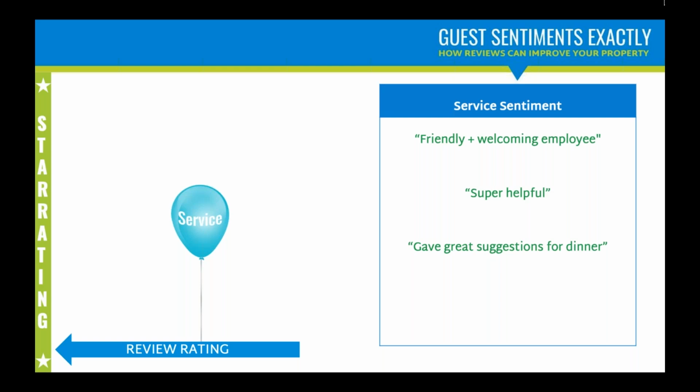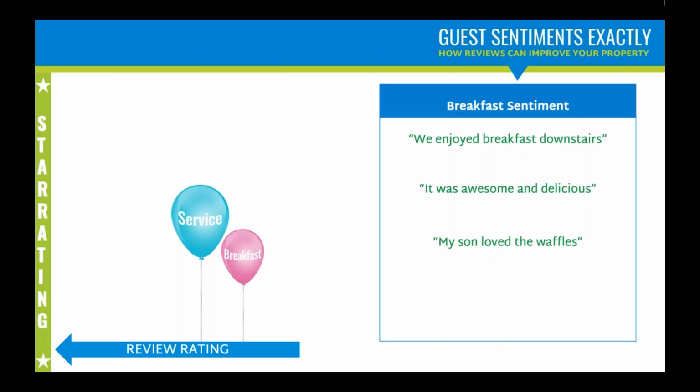But that was not the only positive sentiment found in this review. The guests also really loved breakfast, which, as we all know, is a key component in the hotel industry, commenting on how their son really enjoyed those awesome and delicious waffles.